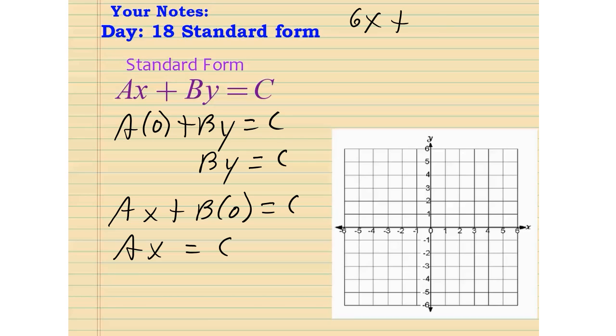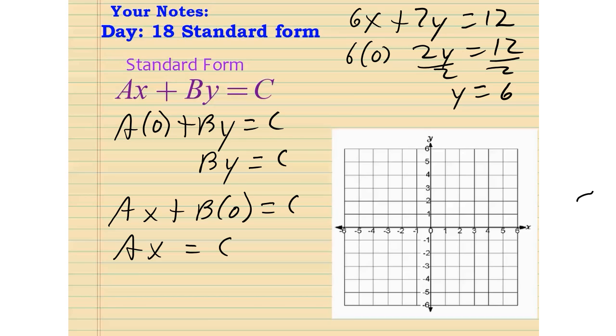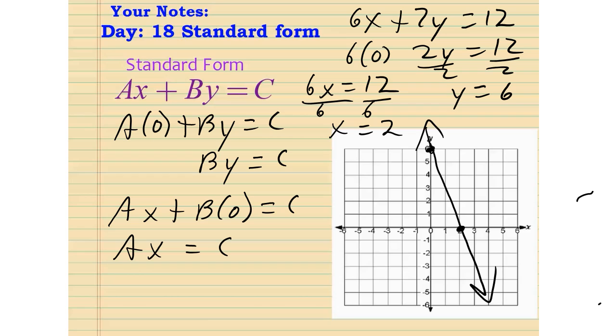So let's say we had 6x plus 2y is equal to 12. If we pretend x is 0, we get 2y equals 12. Divide by 2, and y is equal to 6. We can graph that point, and that's going to be our y-intercept. Then we're going to pretend that y is 0, and we get 6x equals 12. Divide both sides by 6, and we get x equals 2. That will be our x-intercept. We now have 2 points, and we can draw our line.